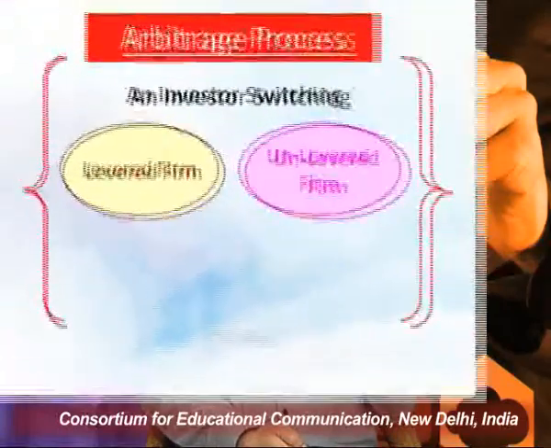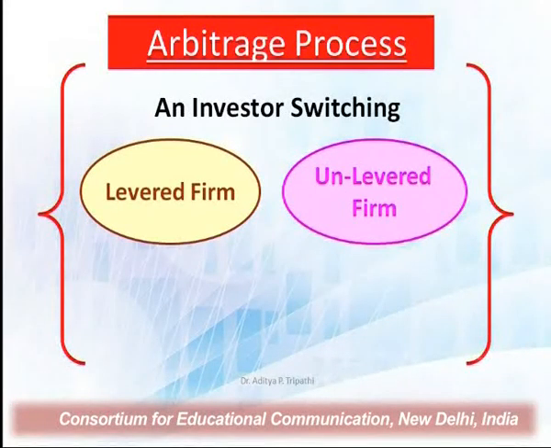Suppose we have an investor who has invested into a firm called a levered firm. What is a levered firm? The firm which is having debt in its capital structure. So levered means the firm which is having leverage in its capital structure, which means a fixed interest bearing source of finance, or you can say debt, is there. So presence of debt makes a firm levered, and absence of debt makes a firm unlevered, right? So an investor switching from a levered firm to an unlevered firm, this process of switching from levered to unlevered, L to U, is known as the arbitrage process.